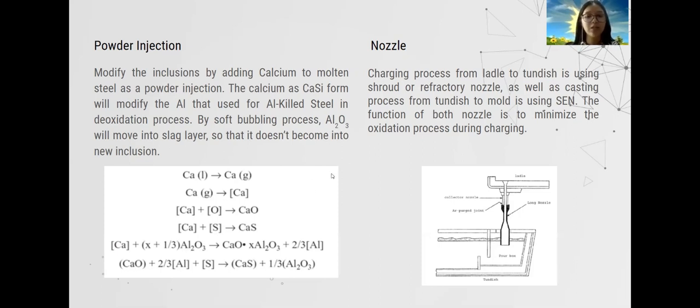And the last one is using nozzles. The charging process from ladle to tundish uses a throat or refractory nozzle, as well as the casting process from tundish to mold, which uses a sand or submerged entry nozzle. The function of both nozzles is to minimize the oxidation process during charging.